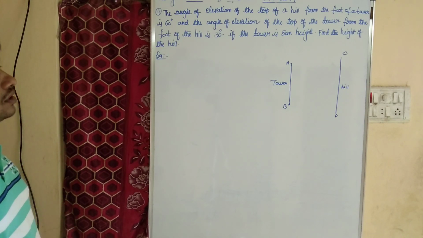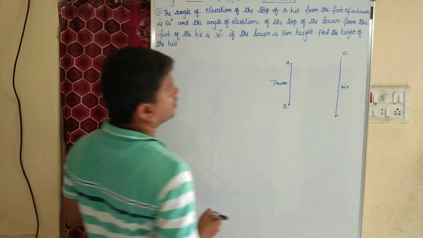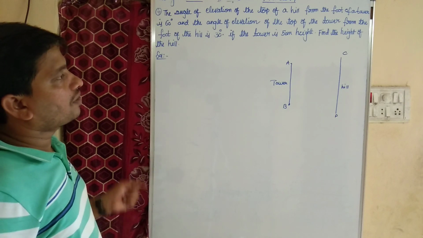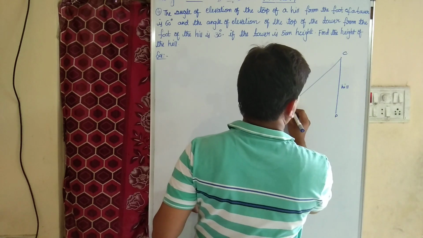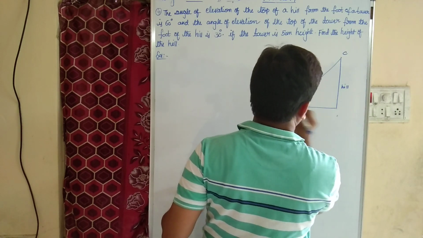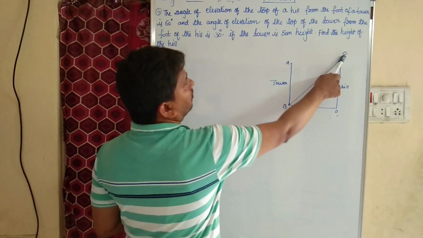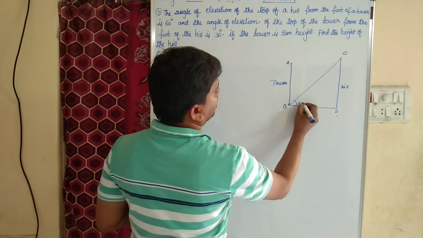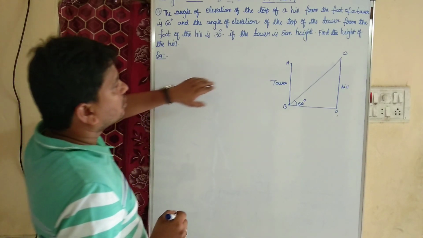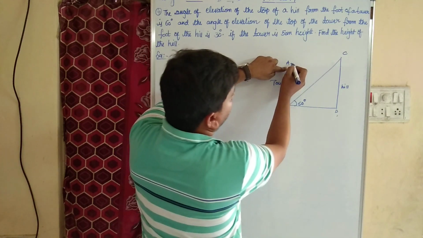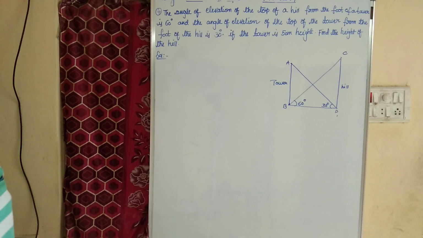Now what is the first statement, number 1? The angle of elevation of the top of the hill from the foot of the tower is 60 degrees. That is statement number 1. And the angle of elevation of the top of the tower from the foot of the hill is 30 degrees.